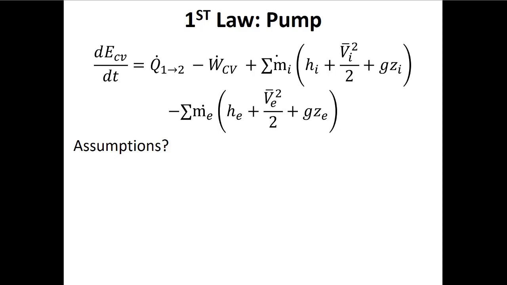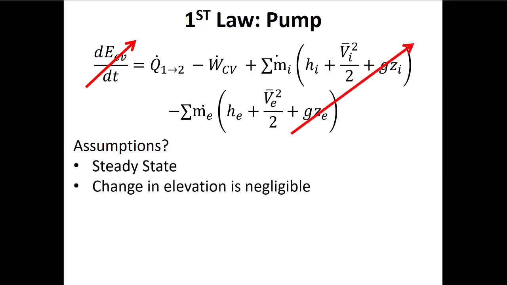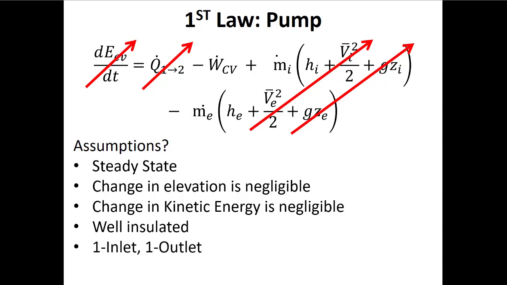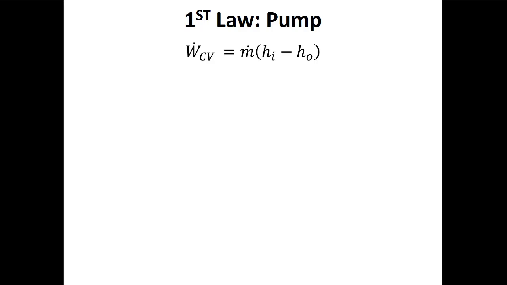We can do a similar analysis for the pump. And remember, when we do the first law analysis for pumps and turbines, it ends up being basically the same thing. So my assumptions, I'm going to assume that the system is at steady state, that there's negligible change in elevation, negligible changes in kinetic energy, that the system is well insulated or adiabatic, and that there's one inlet and one outlet. And again, hopefully this is not surprising. We get that the power consumed by the pump is m dot times h in minus h out.